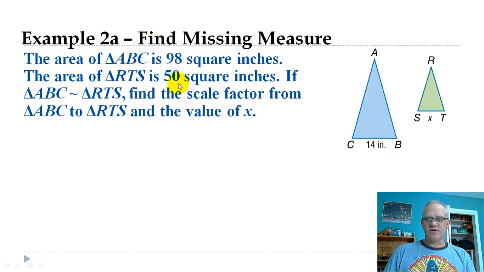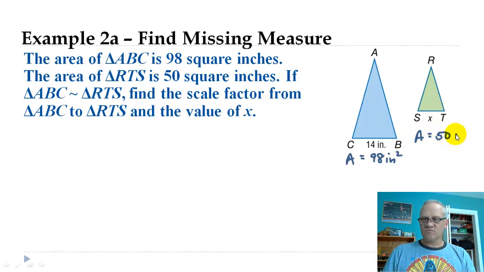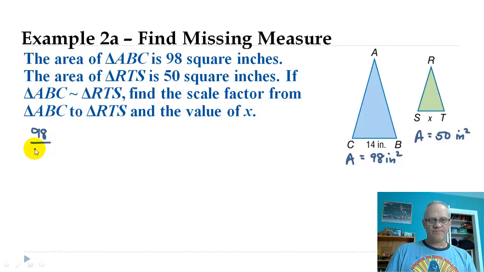So let's say, I'm going to write this in here, ABC. The area here is 98 square inches. The area over here is 50 square inches. And notice this side is 14 inches. This side, we don't know. That's our x. So what we want to do is take the ratio here. By the way, remember when we talk about the scale factor, it goes in order from whatever you say first. So if they say ABC to RTS, we want to do ABC first, or on the top. So when we set this one up, we're going to say 98 to 50.